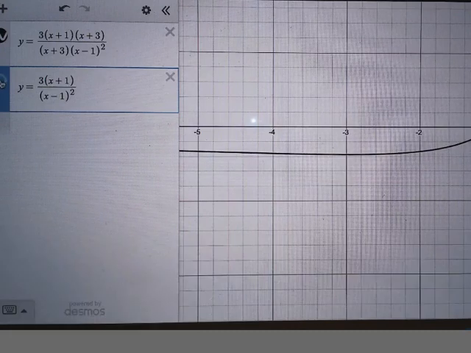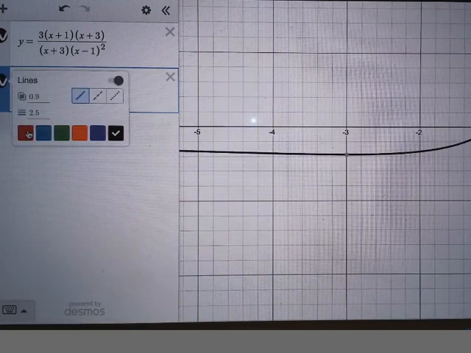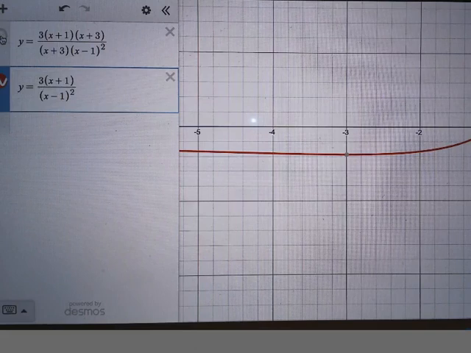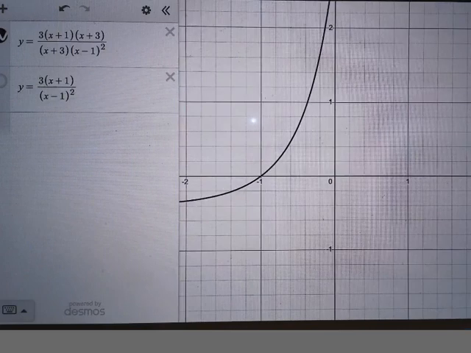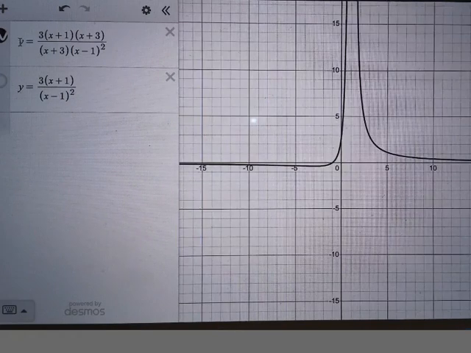Now, let's change the color of this so you can see the difference. So there's the red. Turn that one off, and there's the black. Let's zoom out a little bit so we can see more of this. Turn the red one on, turn it off. It looks like identical graphs. The difference is this one I can put minus 3 into it, and the top one I can't.